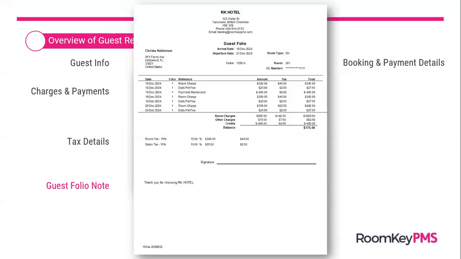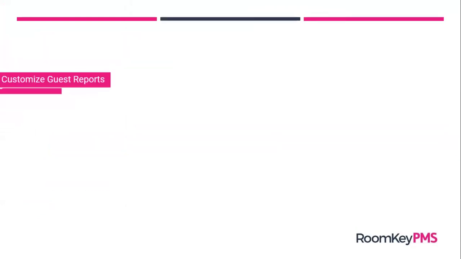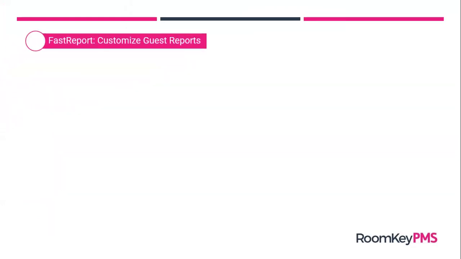So just heading back here to our presentation, bit of an overview of those different elements and some very simple customizations using those note fields at the bottom of each document. Now let's take a look at how to do some more advanced customization. And this is going to be using a tool called Fast Report and using a button or tool called Customize Guest Reports.